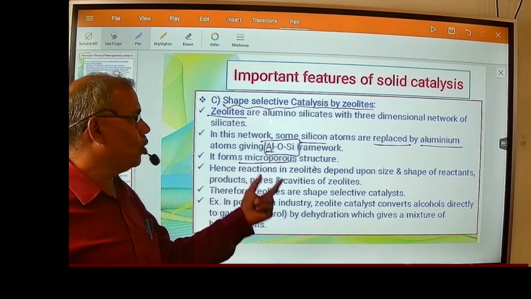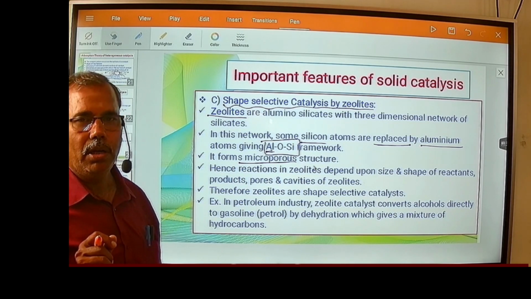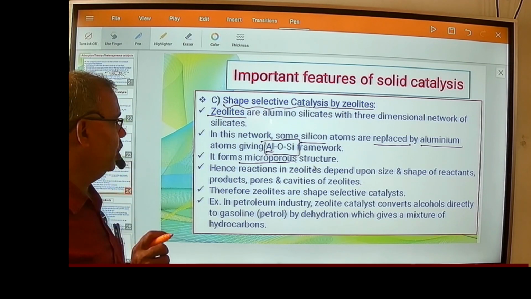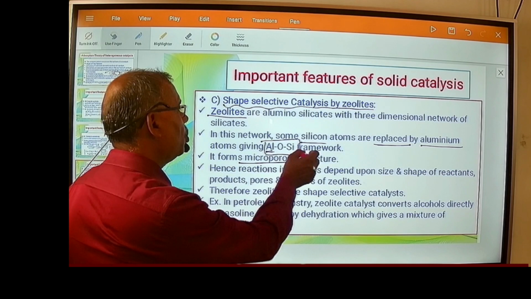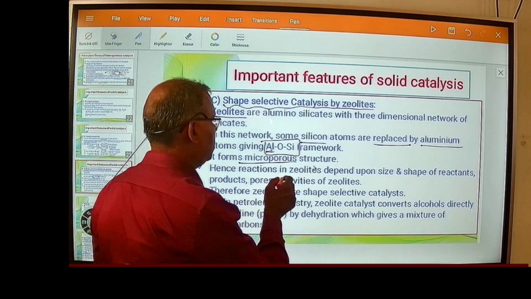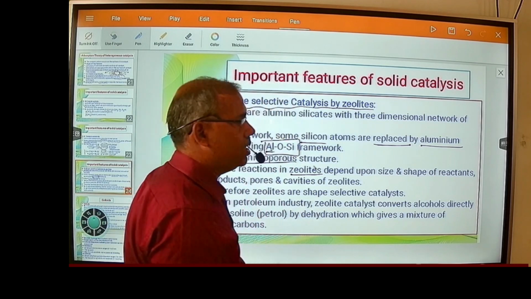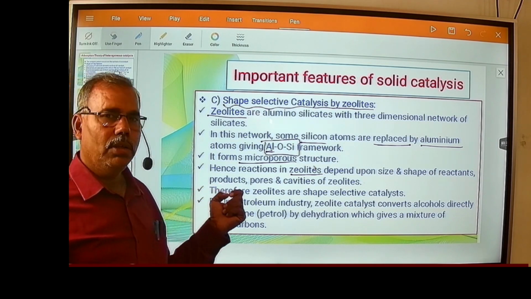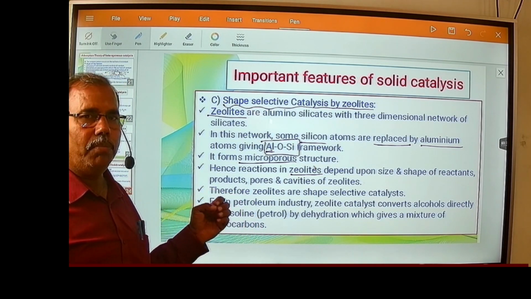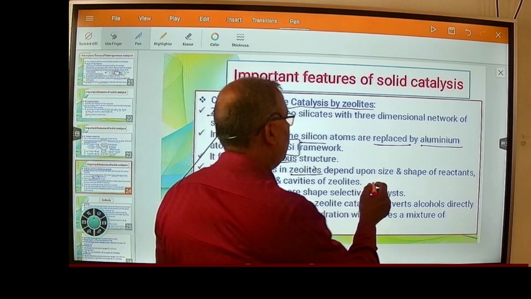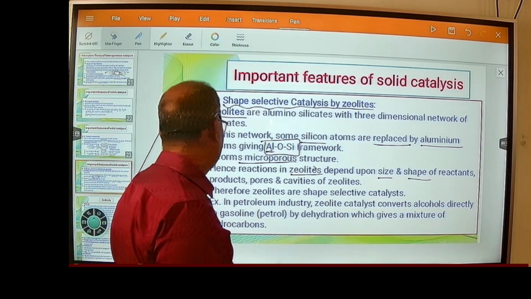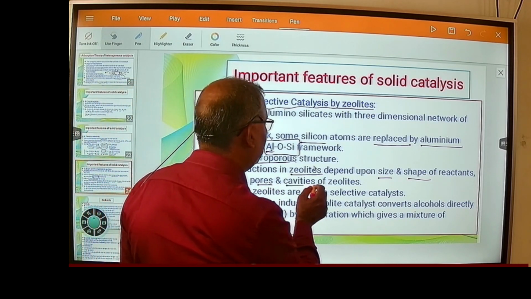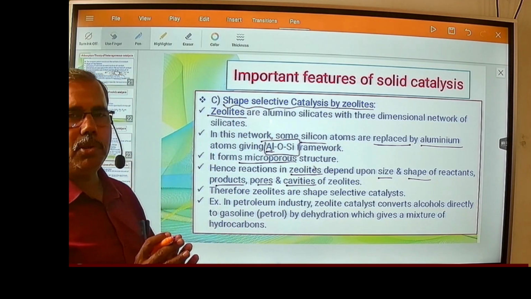It forms a microporous structure. Micro means very small and porous means having smaller vacant spaces in between the structure. So it forms a microporous structure. Hence reactions in zeolites depend upon the size and shape of reactants. If these zeolites act as the catalyst, then the catalytic activity of this zeolite will depend upon the size and shape of the reactants, as well as the products formed, as well as the pores and cavities of the zeolites. So what factors are responsible here?